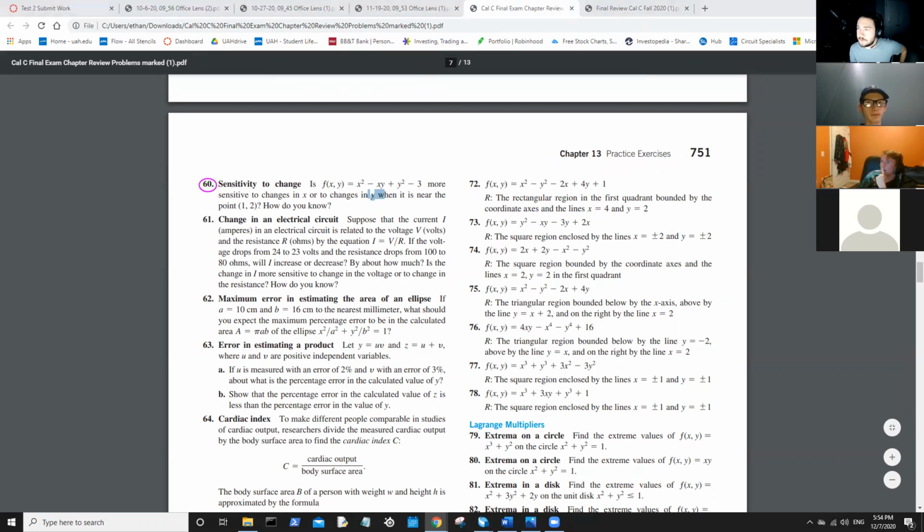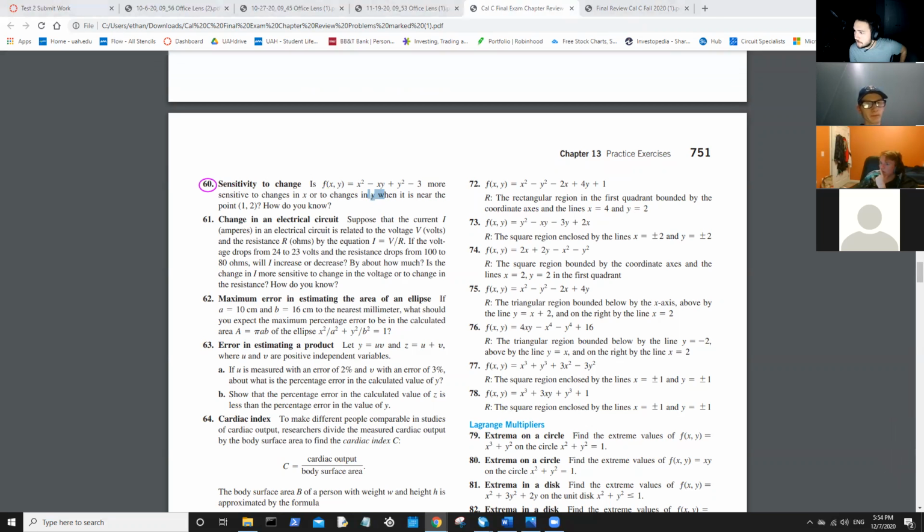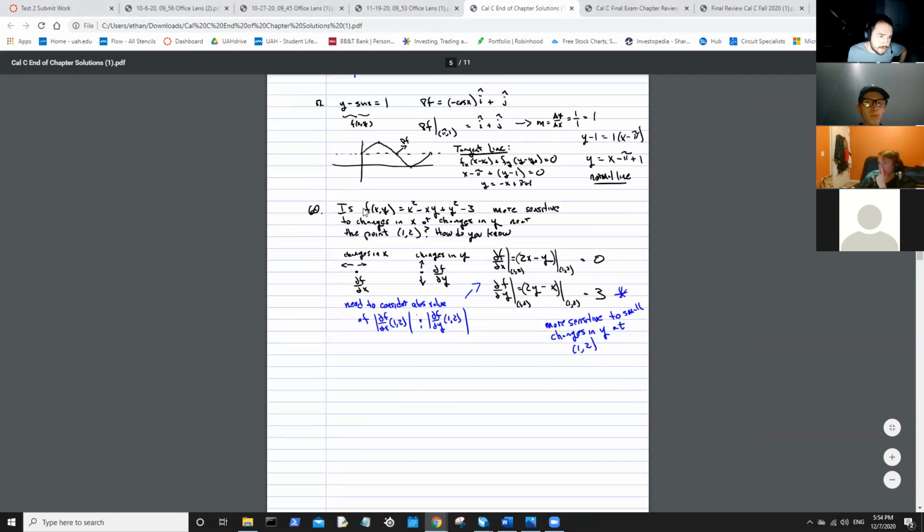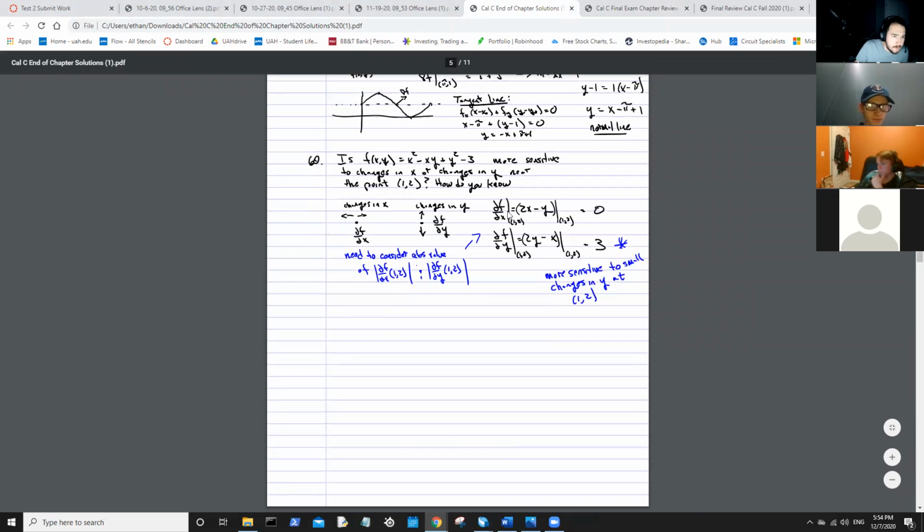Let's see if he worked this in his example. He did work this, so that's good. So instead of working it by hand, I'll just drag it onto the screen, and we can look at 60 here. So what did he do? Gotta read it first. Yeah, so if f of x y is equal to that, more sensitive to change in the y or the x, how do you know?